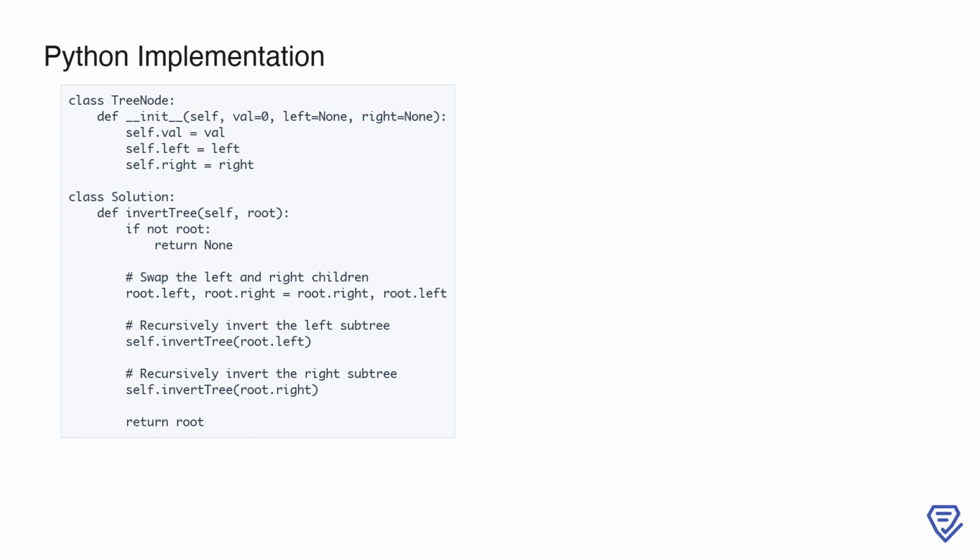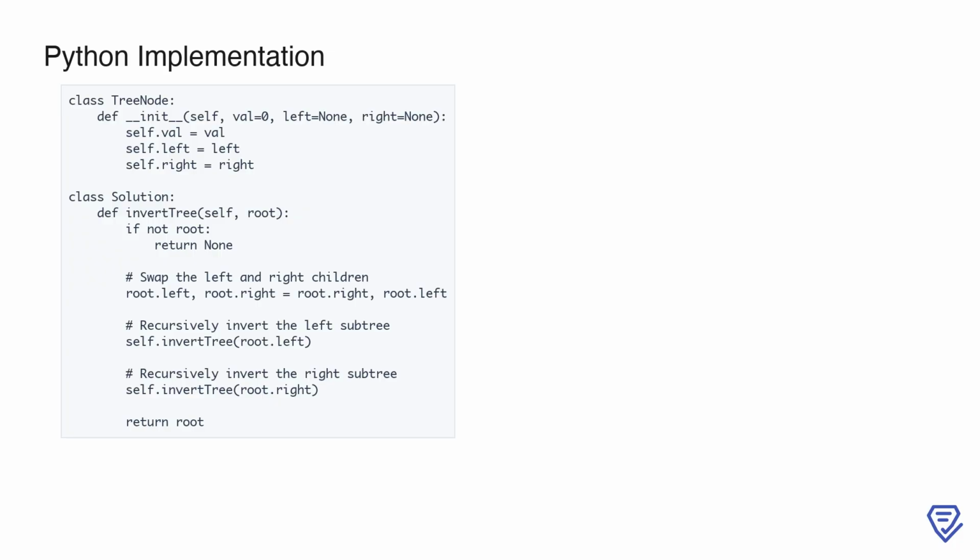Return statement. Once the entire tree is inverted, the function returns the root node of the modified tree. This approach has a time complexity of O(n), where n is the number of nodes in the tree, because we visit each node exactly once. The space complexity is O(h), where h is the height of the tree, due to the recursive stack used during the DFS traversal. For a balanced tree, this is O(log n), but in the worst case of a skewed tree, it can be O(n).